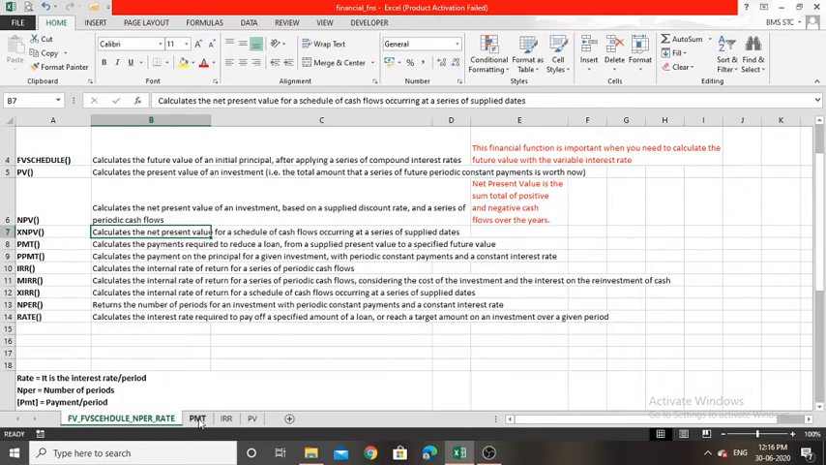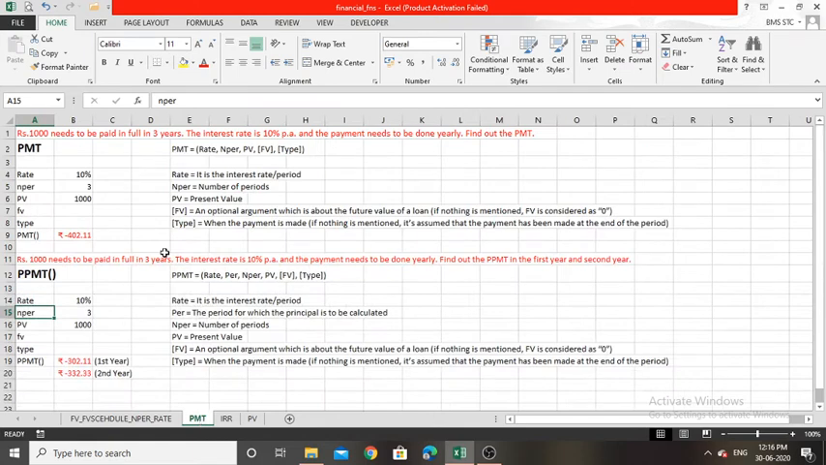We have to pay it after a few years. So how to calculate that payment, that amount? So we use PMT or PPMT, according to the requirement. So let's see the first one, PMT. Rupees 1000 needs to be paid in full in 3 years. The interest rate is 10% per annum and the payment needs to be done yearly. Find out PMT. Okay, so here the rate is 10%, NPER is 3, same as the previous questions, and PV is 1000.